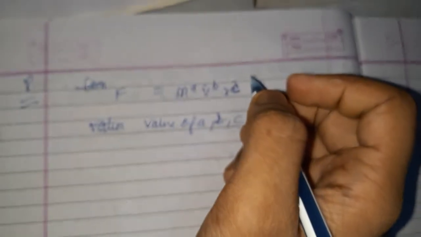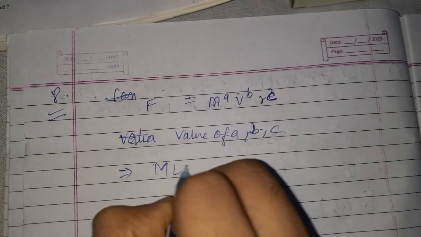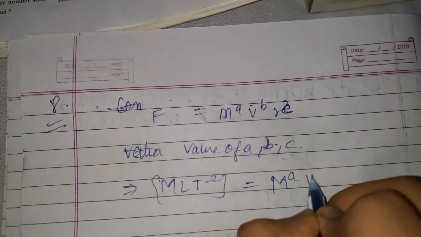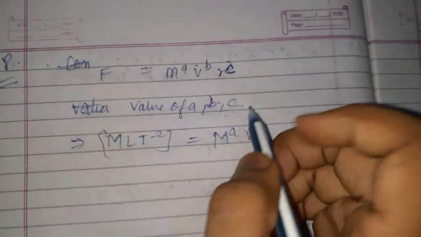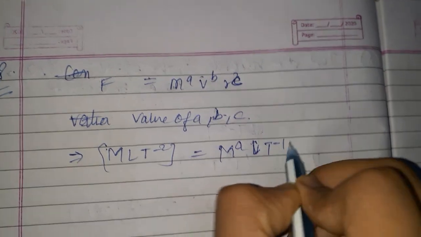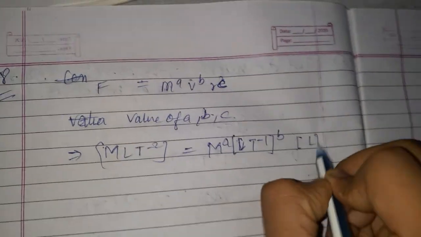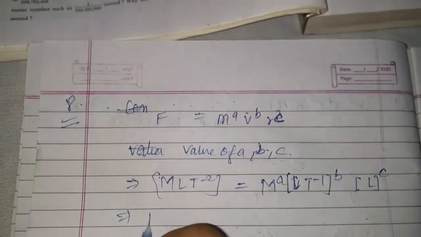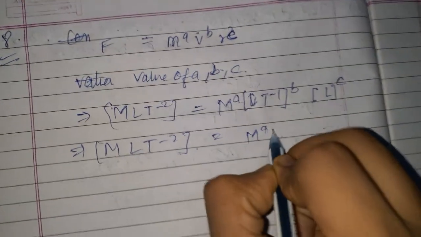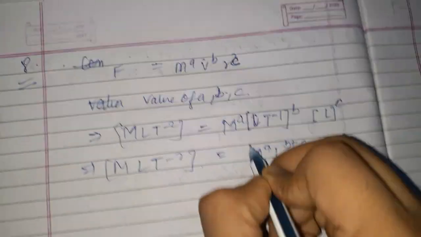So we can equate this by putting the dimension of F, that is MLT^-2, and equating the dimensions. The dimension of v, that is velocity, will be LT^-1 to the power b, and r is the distance, so L to the power c. So we can say that MLT^-2 equals M^a L^(b+c) T^-b.